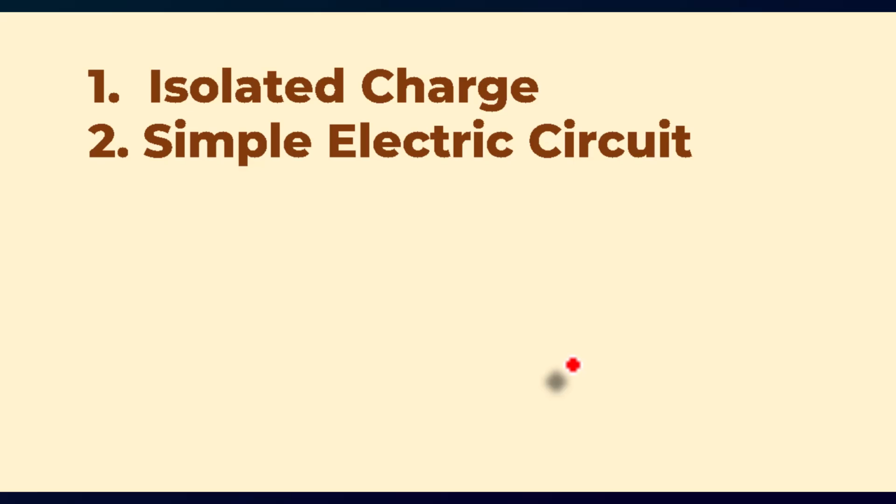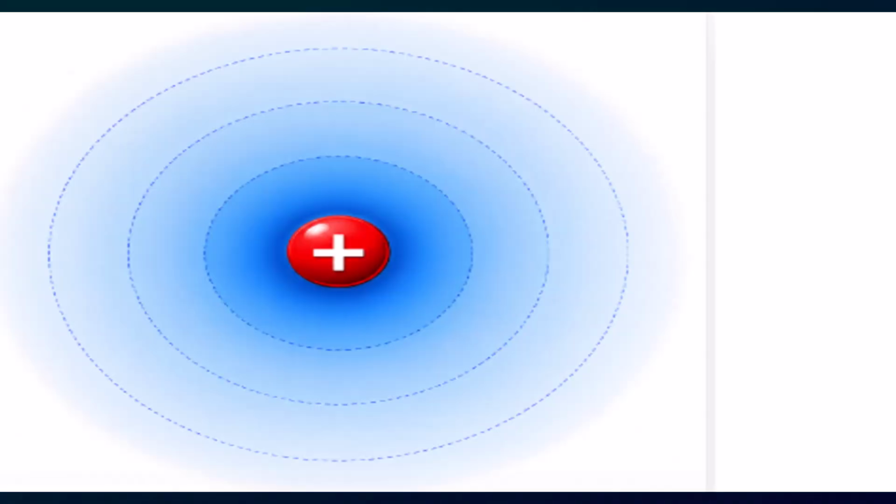Also, in this video, we will begin with the idea of an isolated charge. In a later video, we will revisit the same concepts in the context of a simple electric circuit. So, let's begin. Imagine we have an isolated positive charge. So, this is an isolated positive charge.